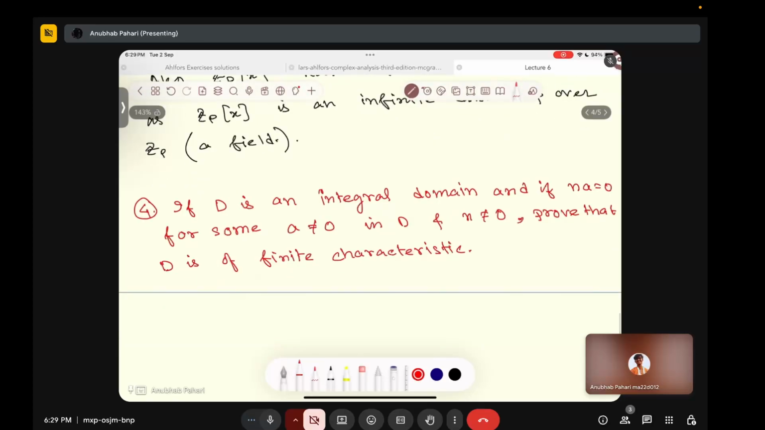I mean, you are given that this is true for some elements, and note that the definition of finite characteristic means that there exists some n not equals to 0 such that na equals to 0 for every a. So there is a difference, and it says that if it is true for some elements, then it is true for every element. So I'm going to give you 1 or 2 minutes so that you can think, then we'll be doing this.